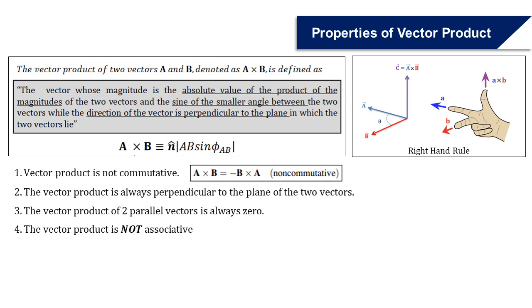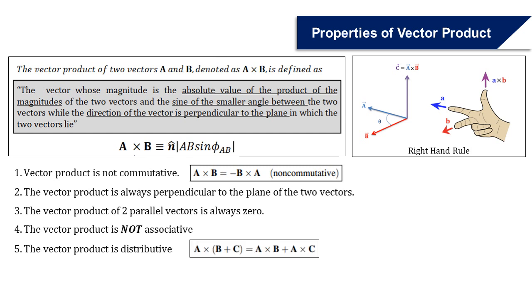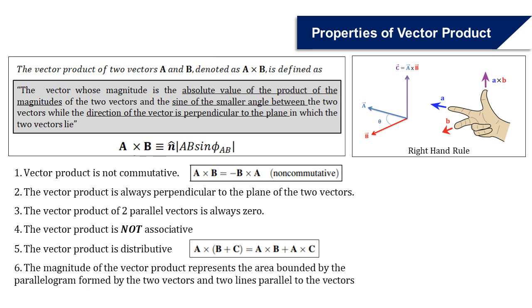Next, the vector product is of course not associative. And although the vector product is distributive. Ano ibig sabihin niya? So, we can distribute a cross product. So, ito yung isang example. A vector A cross ng sum ng dalawang vector is also equal to the sum of the cross product of the two vectors. So, yan yung ating example of properties ng vector product.